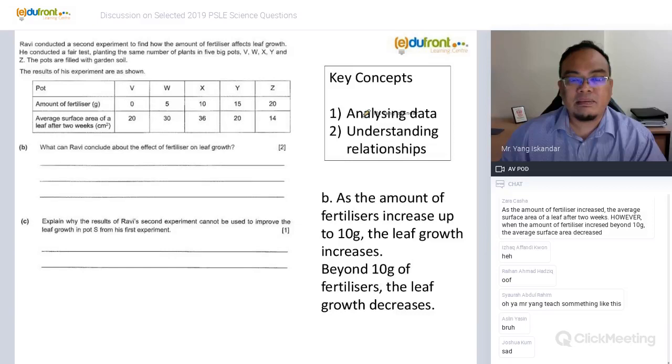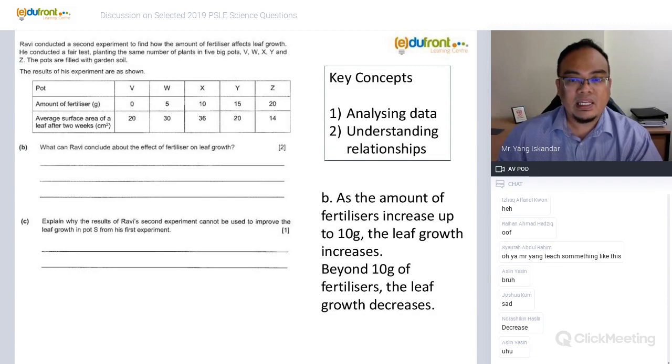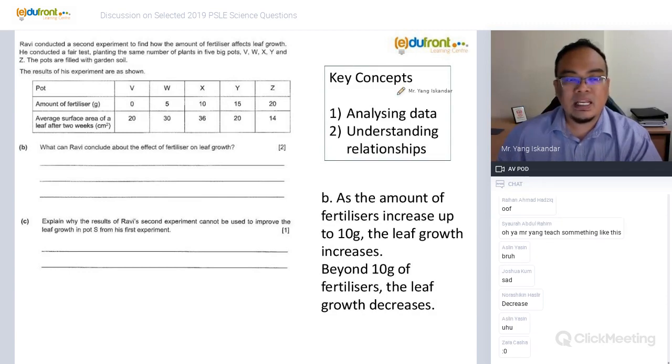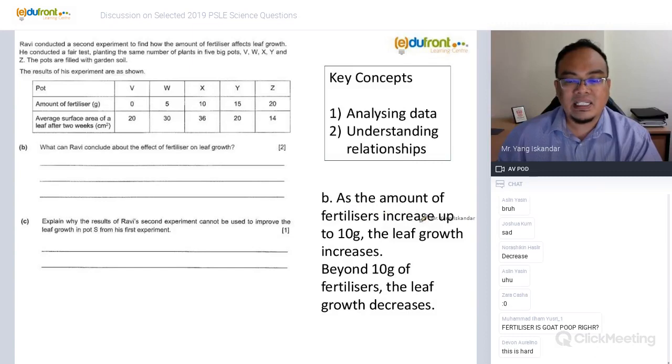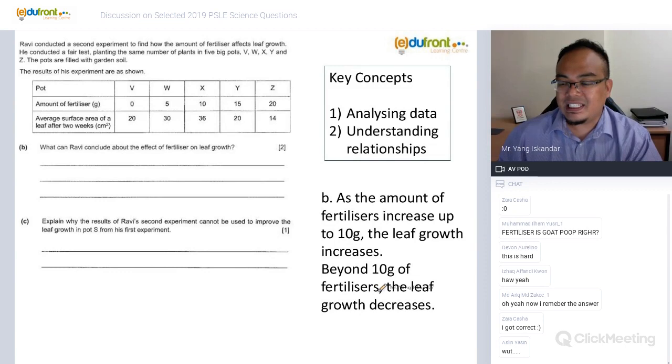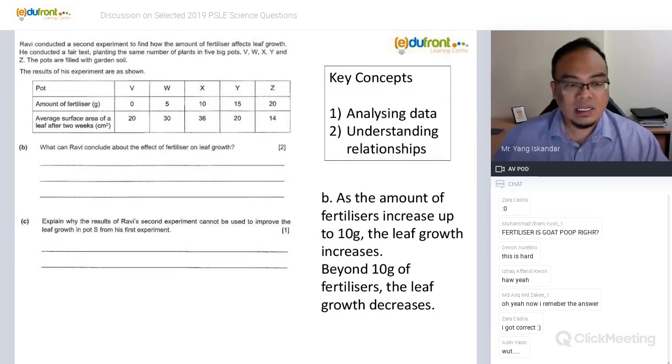Okay, so again, key concept here, they're testing you how to analyze data. Very common question in the PSLE. This is from 2019 PSLE. Secondly, you need to understand relationships between the variables in the question. So I repeat the answer. As the amount of fertilizers increases up to 10 grams only, the leaf growth increases. Beyond 10 grams of fertilizers, the leaf growth decreases. All right, class?